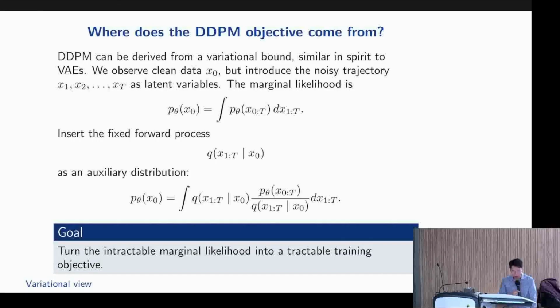So we observe a clean data x0, but we're going to introduce a noisy trajectory of latent variables. So x1, x2, all the way to xt, are the latent variables. These are random variables. And we're interested in the marginal likelihood. So under the model, we want the probability assigned to x0 as high as possible. What is the probability of x0? So here, you need to form the joint distribution of all the random variables and marginalize out or integrate out all the nuisance variables, x1 through xt.